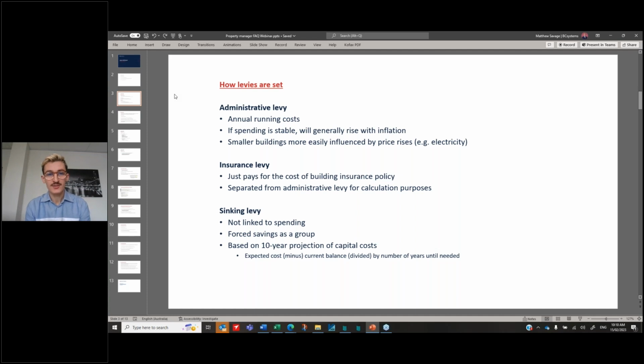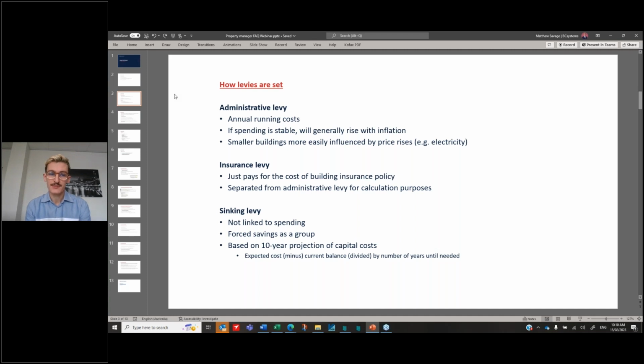Insurance levy, this is the easiest one. The insurance levy just pays for the cost of the building insurance policy. So most schemes in Queensland, the body corporate will provide building insurance for the whole building, not contents of course, but building insurance.